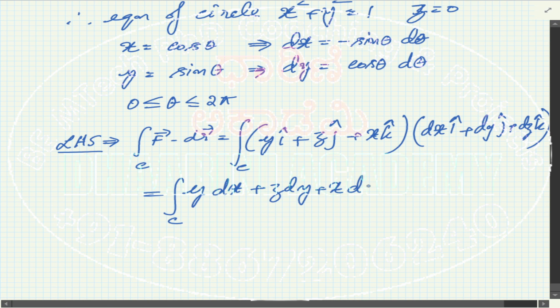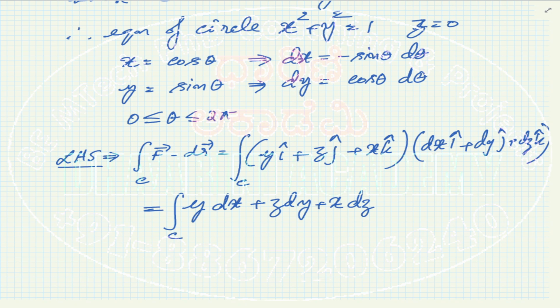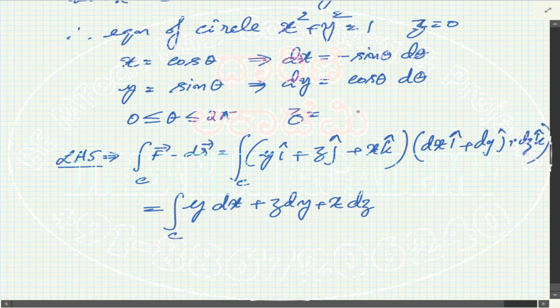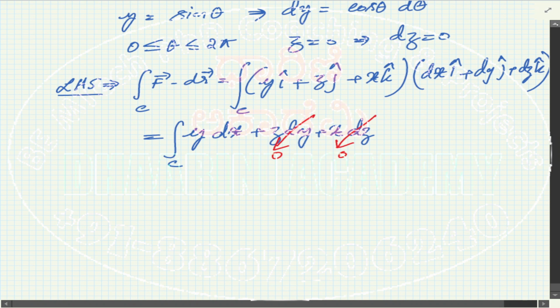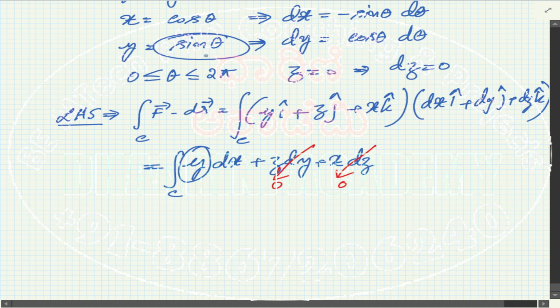plus x dz. But in the above case where we are looking at the circle, z is equal to 0, and when z is equal to 0, dz is also equal to 0. So the terms containing z become 0, and I don't have to calculate and substitute them. We just write the x and dx part. There is a y, which will be sine theta, and there is a dx, which is minus sine theta d theta.